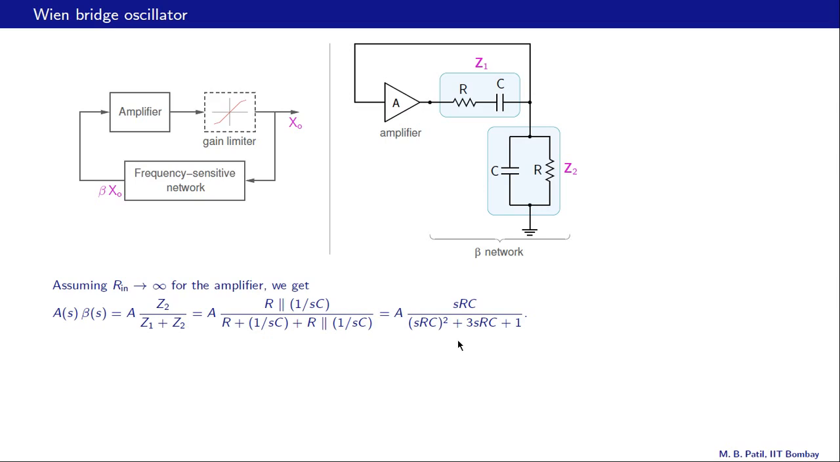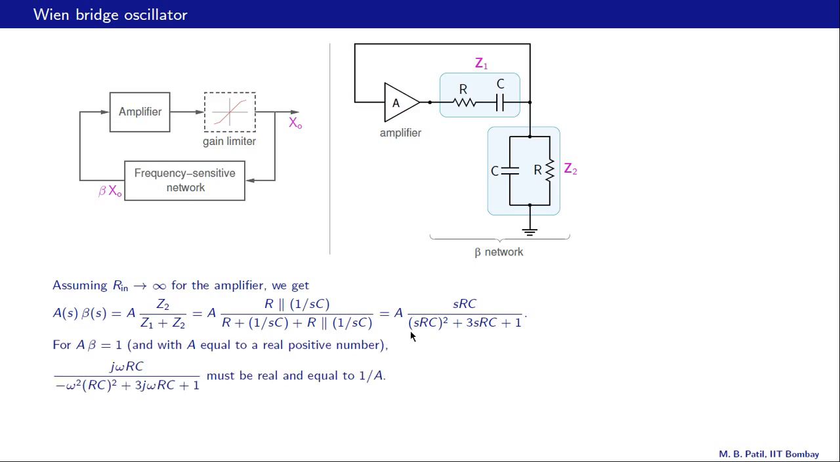Now please don't take my word. Sit down with your pen and paper, start with this expression and make sure you actually arrive at this result. Alright, so what do we do next? Next we use the condition that A beta equal to 1, and A we will take as a real positive number, that is the gain of this amplifier. So what it means is that this part, Z2 by Z1 plus Z2, which is the same as this part here, should be equal to 1 over A, so that the product of these two terms is 1.